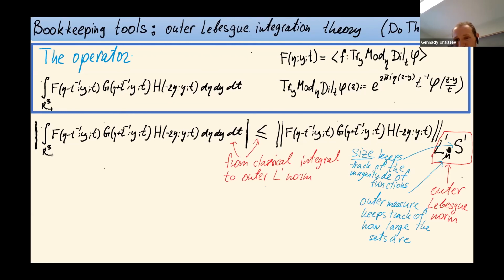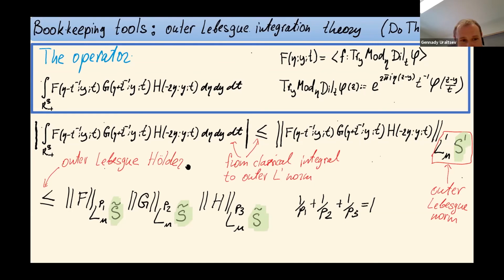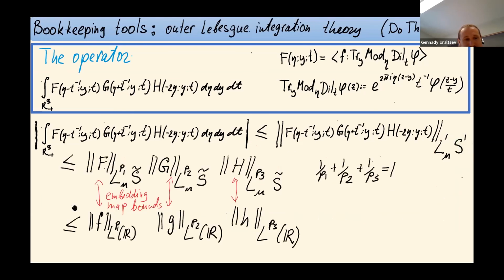So generally the proof then falls apart into the following steps. First, you prove that this classical Lebesgue integral is dominated by an outer measure L1 type integral, so this outer Lebesgue L1 norm. Then you use an abstract result about Hölder inequalities that allows you to separate the three functions into appropriate outer measure L^p normed functions. And then finally, you show that these coefficients and these norms are bounded by the classical L^p norms of the small functions that are used to define the capital functions. Okay, so that's how it goes, and this last step is called the embedding bounds.